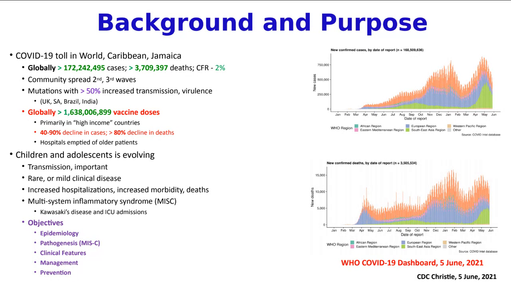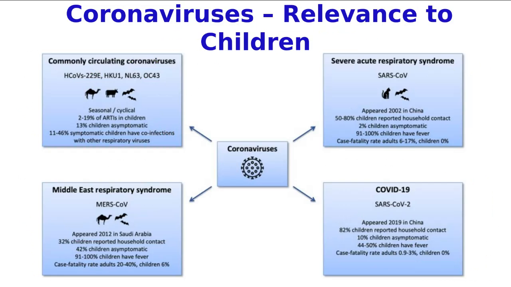Anyway, the role of children and adolescents is unfortunately evolving. Transmission is important. They have rare or mild disease, but when they become sick, they are very, very ill. They have increased hospitalizations, increased morbidity, and increased deaths. And there is this illness called the multisystem inflammatory syndrome of children, where they will present with Kawasaki's disease and intensive care unit admissions. And so I'm just going to spend the next few minutes going through with you very quickly the epidemiology, the pathogenesis, clinical features, management, and prevention of this particular illness.